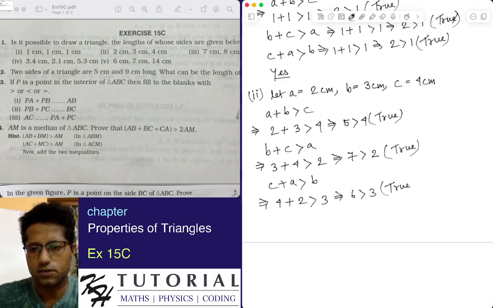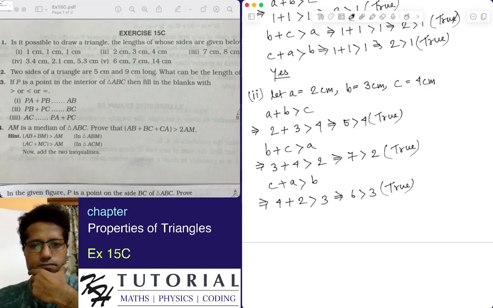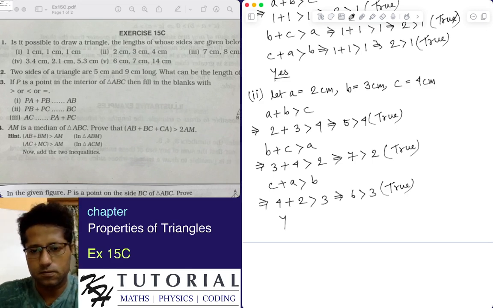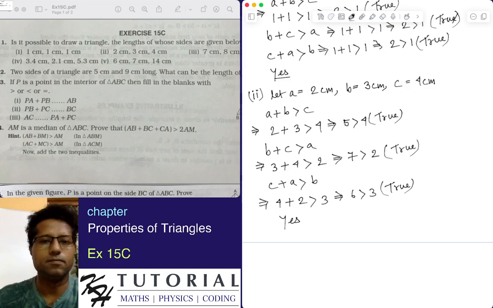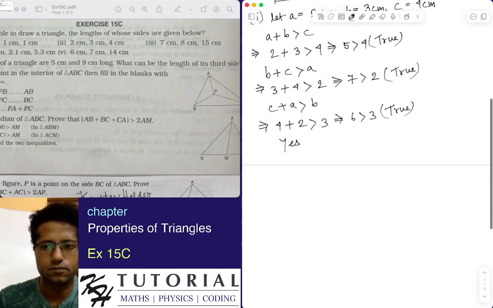So all the conditions hold, that is the sum of the length of any two sides is greater than the third side. So with this length a triangle can be formed. Okay, let's see anywhere. Let's solve all the problems.